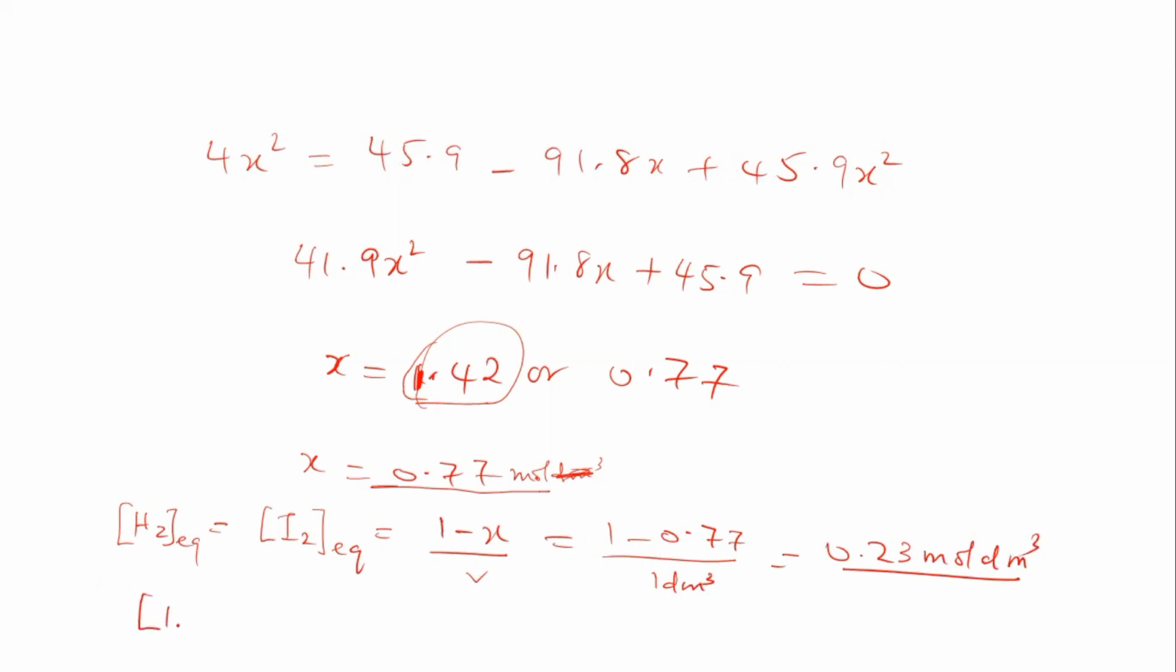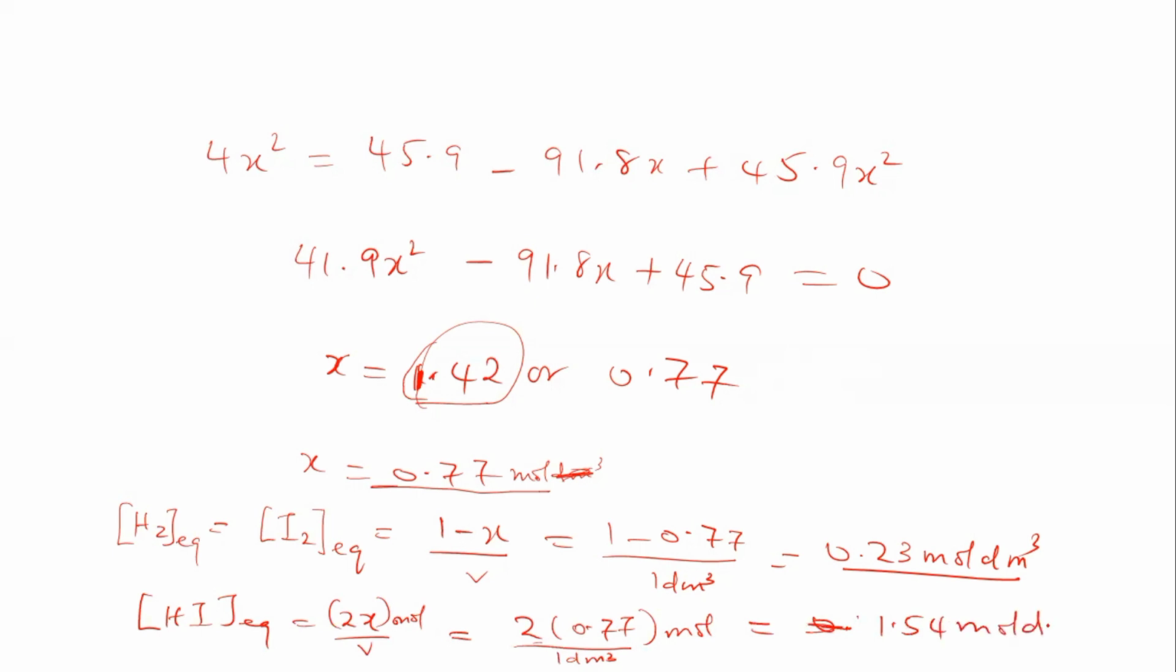All right, and the hydrogen iodide at equilibrium is 2x over the volume as mole. So that's going to be 2 times 0.77 mole divided by 1 dm cube, and that's going to give us, I'm sorry, 1.54 mole per dm cube. I think that is very simple and easy for you to understand.